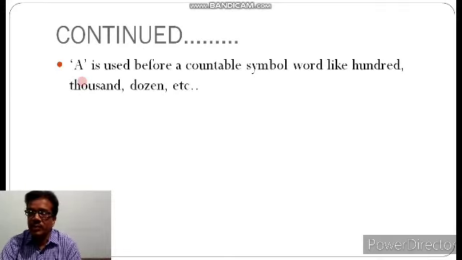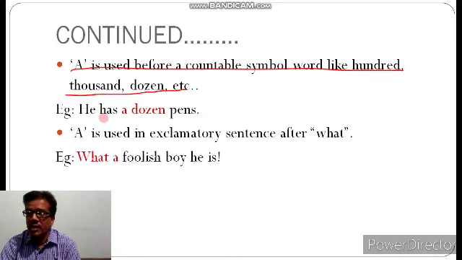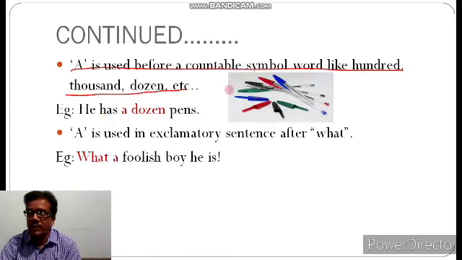And next you have to know, a is used before countable number words like 100, 1000, dozen, etc. So he has a dozen pens. Before dozen we have used a.